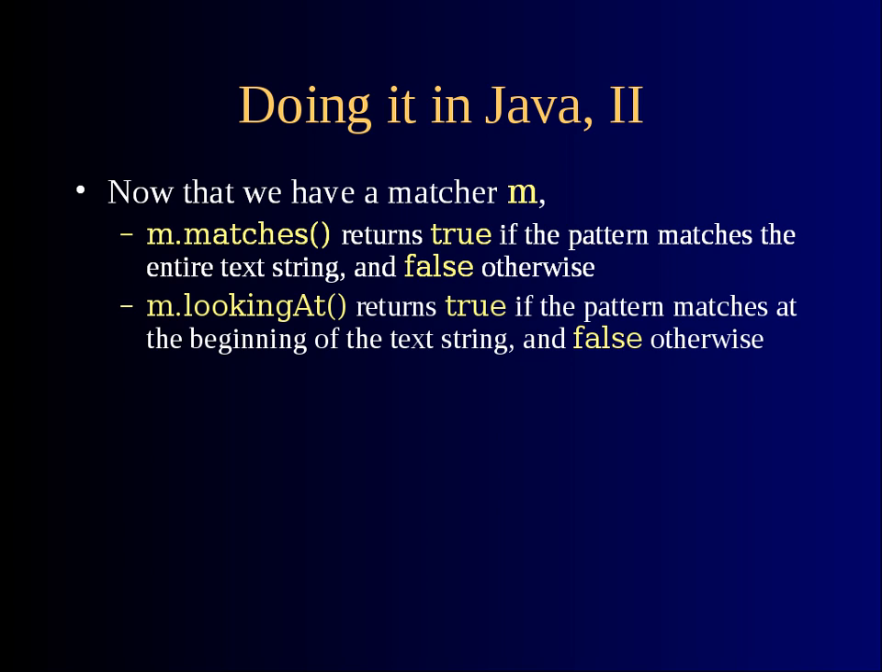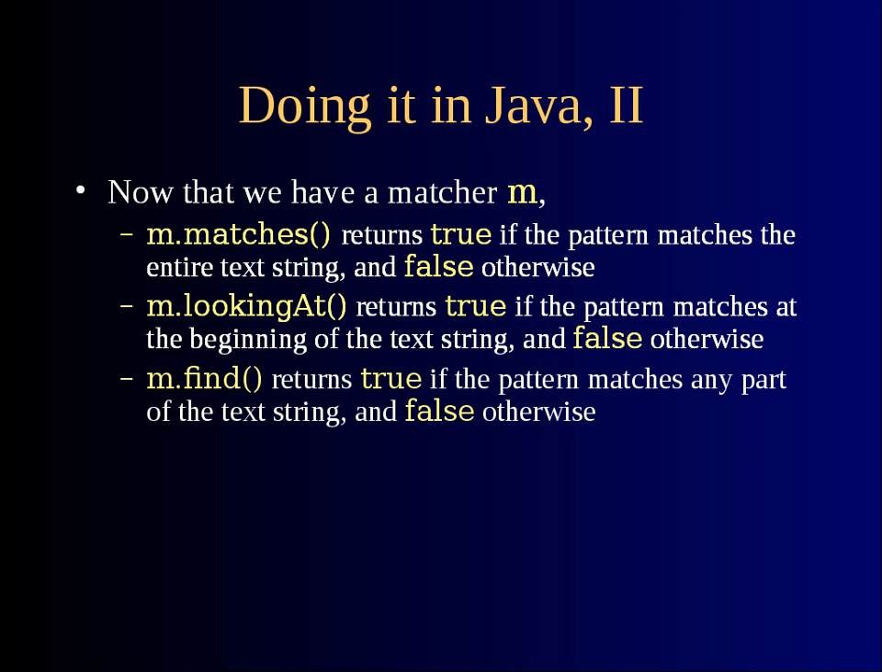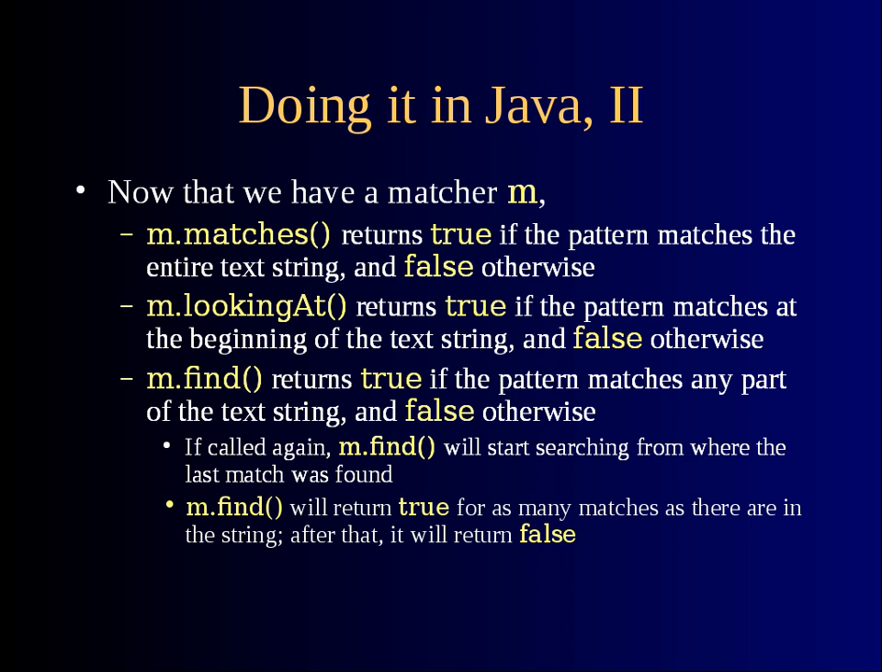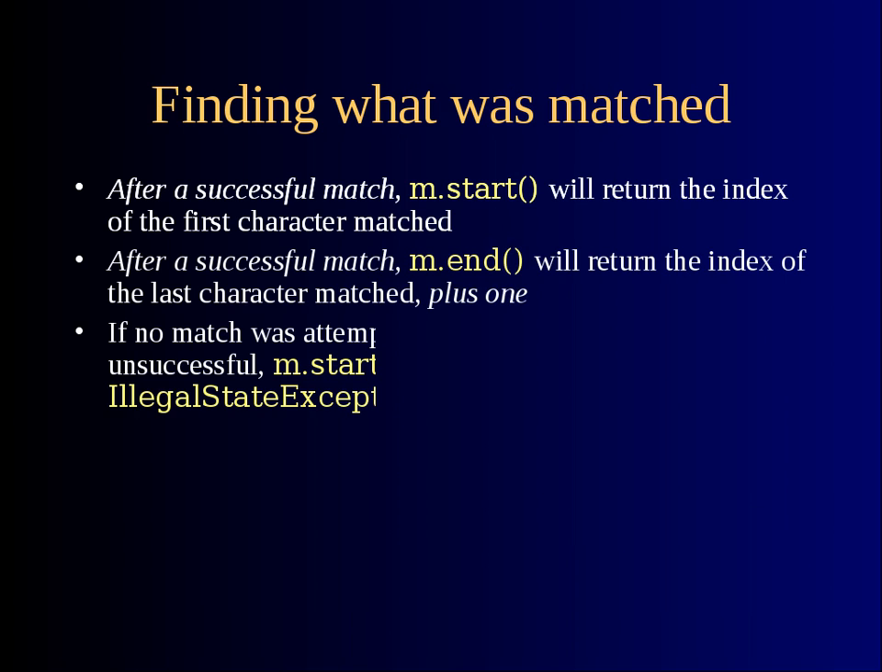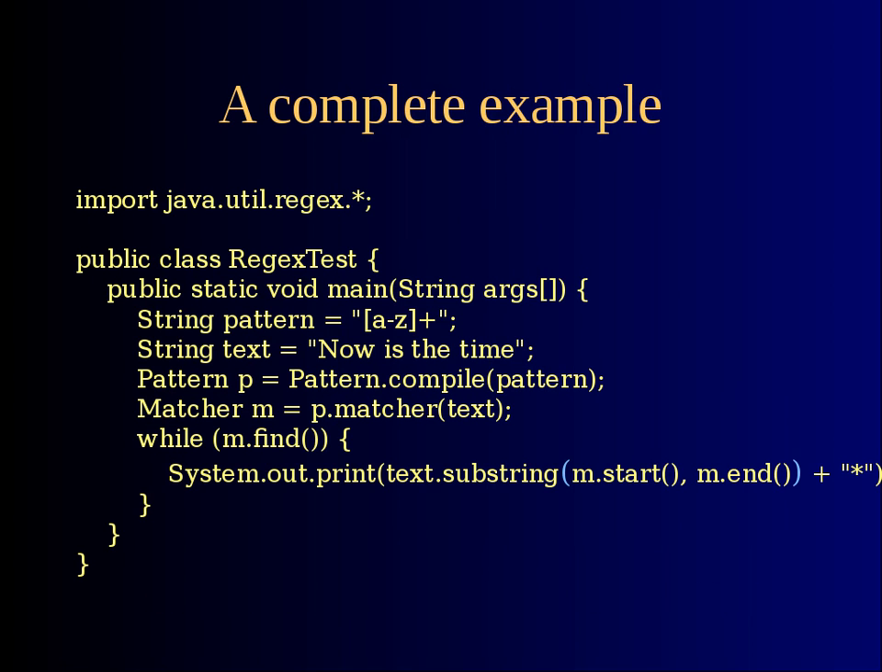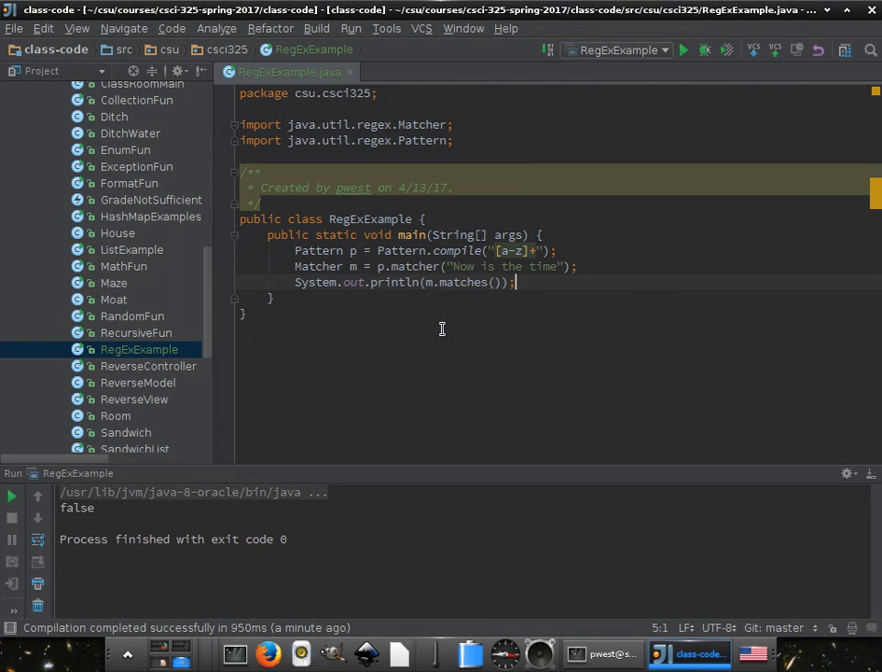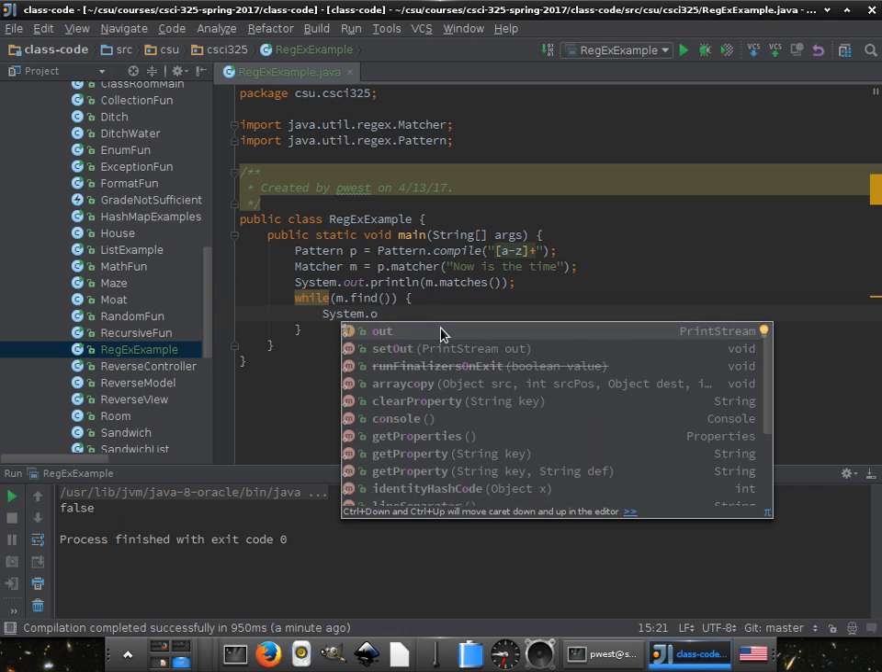Looking at lookingAt, returns true if the pattern matches at the beginning. And then find. A call to m.find will return true. Hold on, there should be a, you've got to be kidding me. There we are. Oh, that's a little weird. Okay. So while m.find, aka while it's inside the pattern, it can find something. You want to basically get, what do we have? I'll say System dot, we'll do.